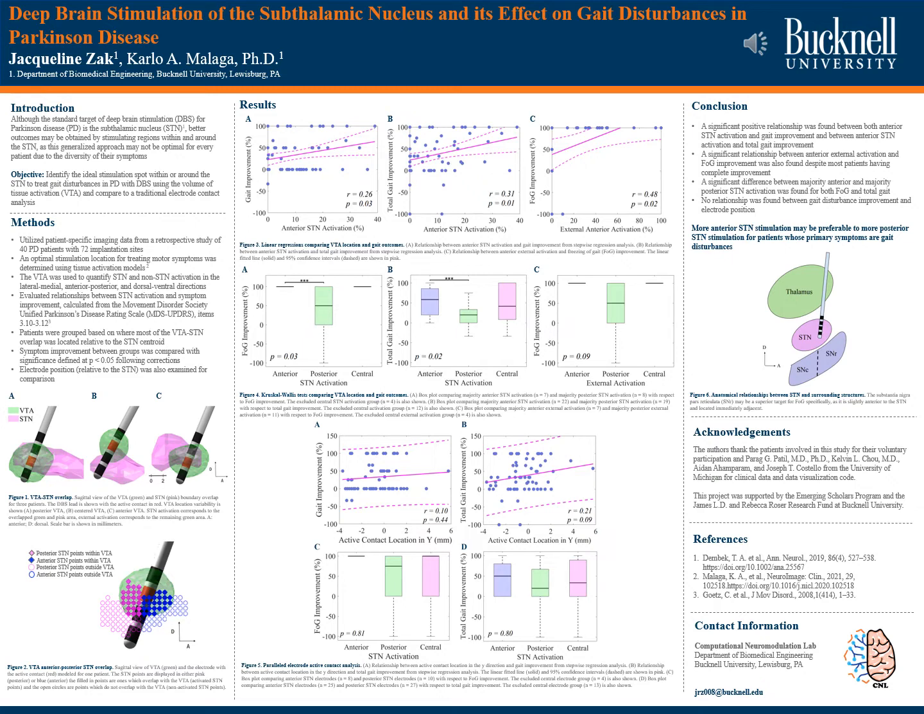I completed 2 more analyses following the same process, one taking place in the area of activation outside of the STN to evaluate surrounding structures, and another solely based on the active contact electrode location. Shown in the results section, I found a significant relationship between anterior STN activation and gait disturbances. These results suggest that more anterior STN stimulation may be preferable to posterior STN stimulation for patients whose primary symptoms are gait disturbances.